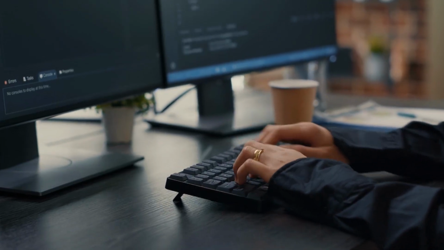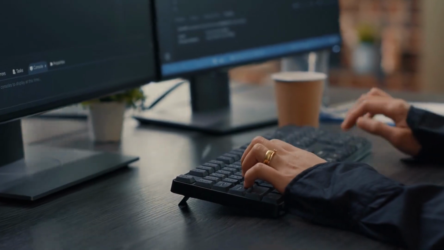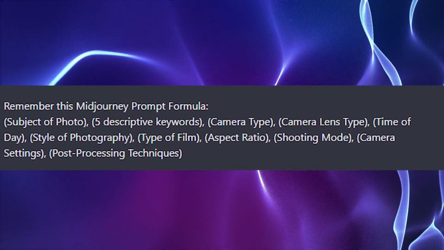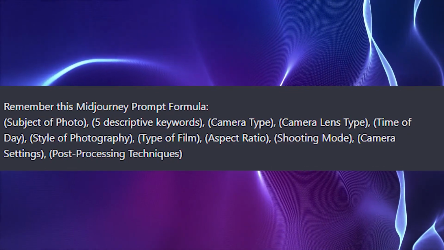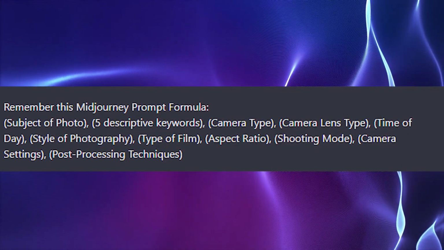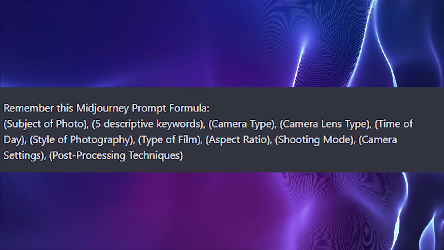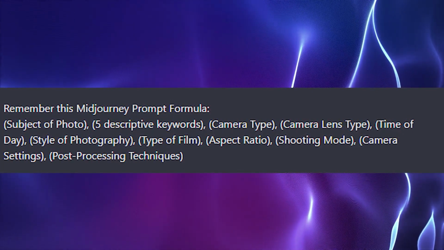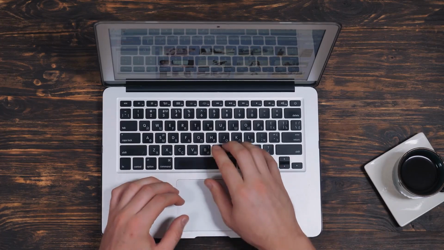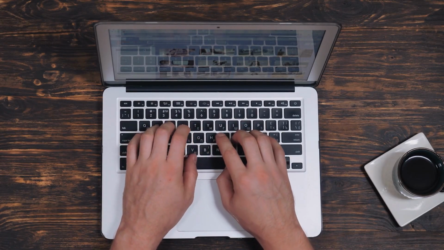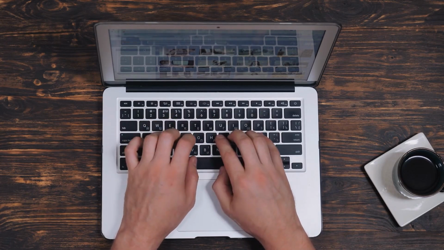Next, you should enter the following formula in the format shown on screen. Subject of photo, 5 descriptive keywords, camera type, camera lens type, time of day, style of photography, type of film, aspect ratio, shooting mode, camera setting, and post-processing techniques. You don't have to use everything I just listed, but the more specific you are with the prompts you generate from Midjourney, the better your results will be.